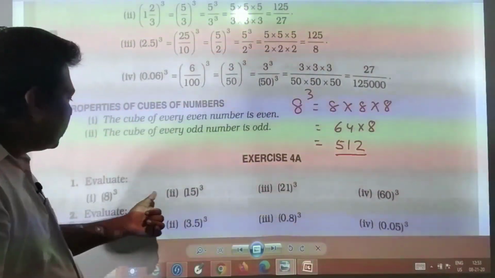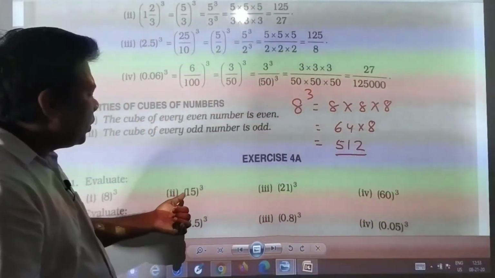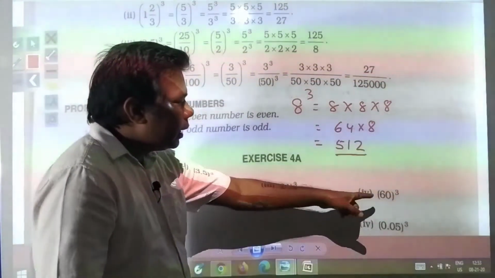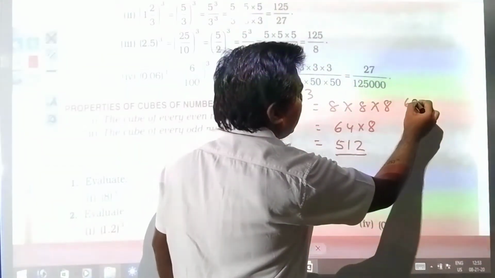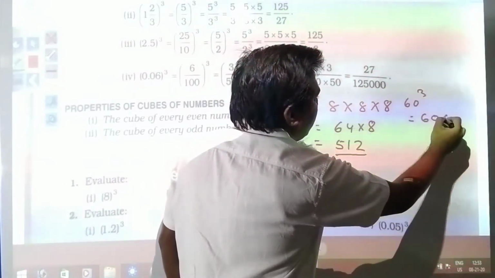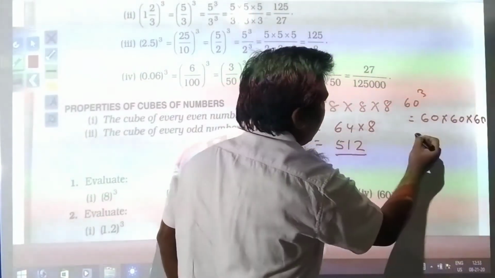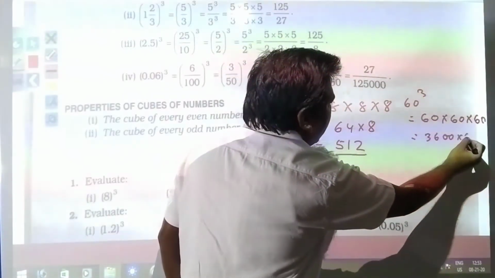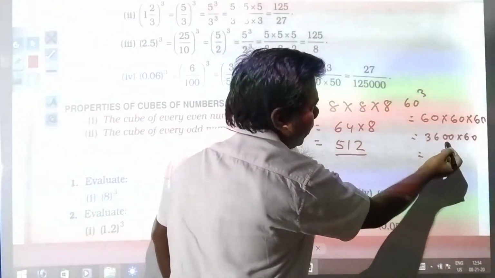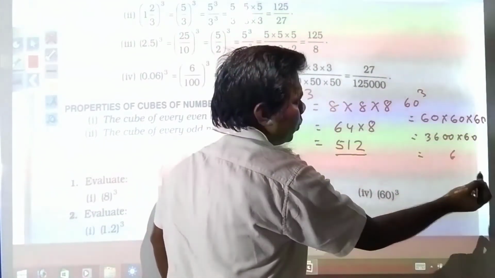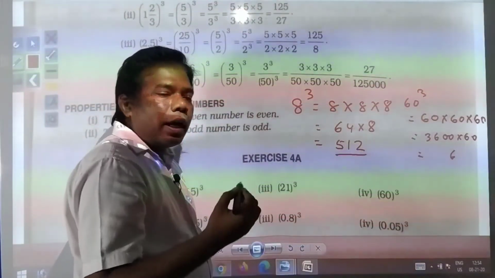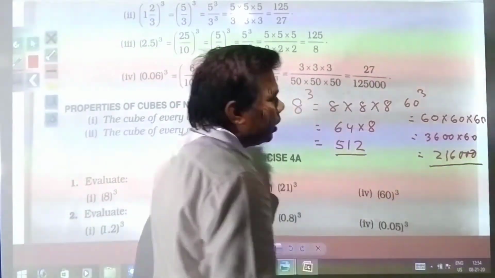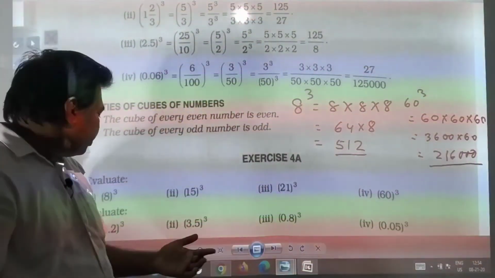In the same way this is required to be done. 15 cube means 15 into 15 into 15. 21 cube means 21 into 21 into 21. 60 cube means 60 into 60 into 60. Just you see how we will do. 6 6s are 36, 2 zeros, into again 60. 3 zeros you will already be having. 6 6s are 36. 3 you have. 6 3s are 18 and 3 is 21, and 3 zeros you will put. So this will be your answer. So in this way this is required to be done.